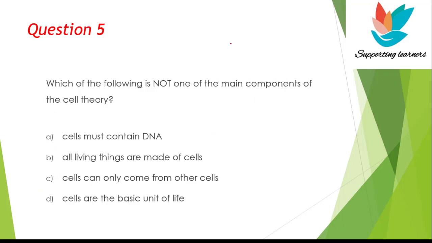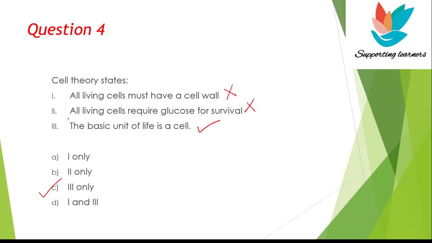Question 5. Which of the following is not one of the main components of cell theory? A, cell must contain DNA. This is not the component of cell theory. All living things are made up of cells. Yes, all living things are indeed made up of cells. Cells can only come from other cells. Yes, this was stated by Virchow. And cells are the basic unit of life. Yes, this statement is also a component of cell theory. So the answer is A.